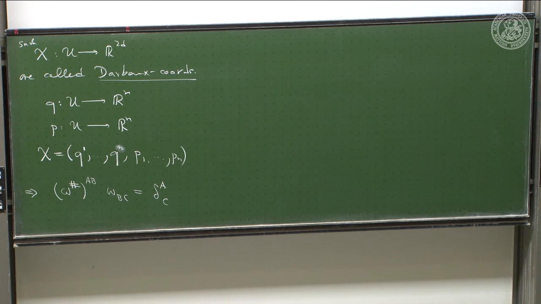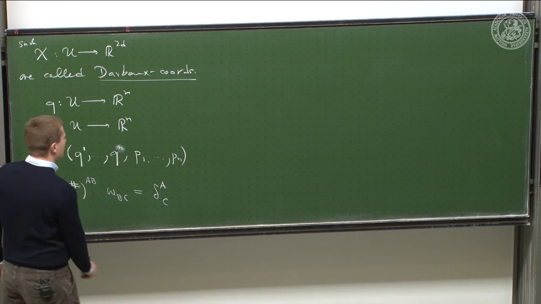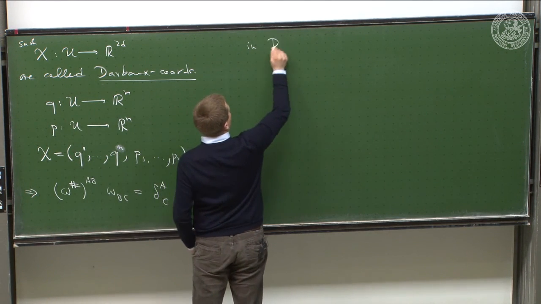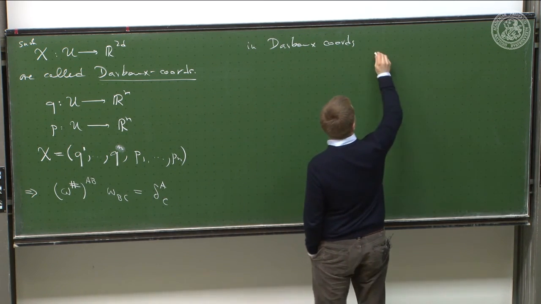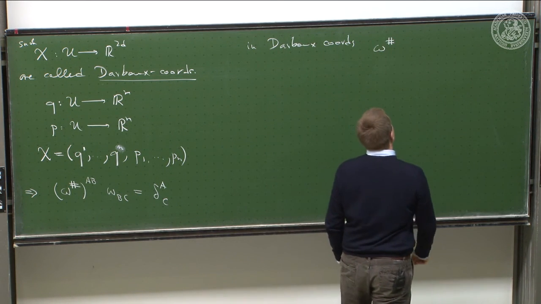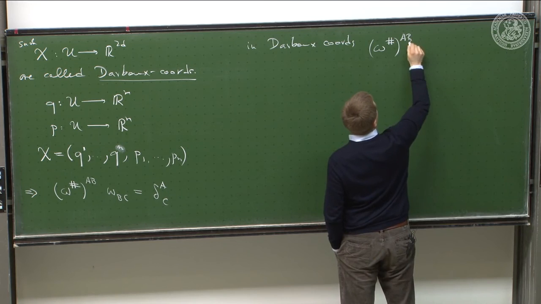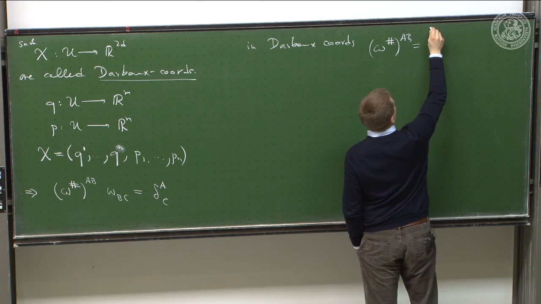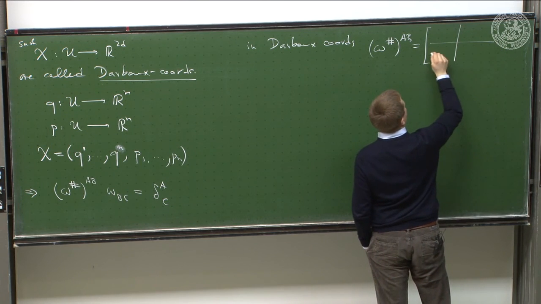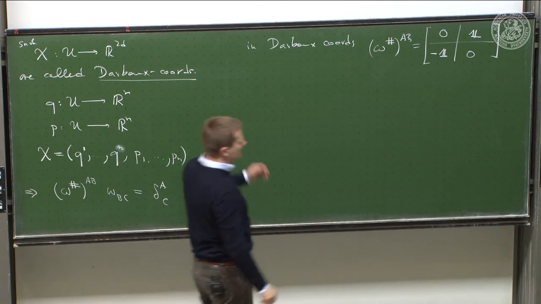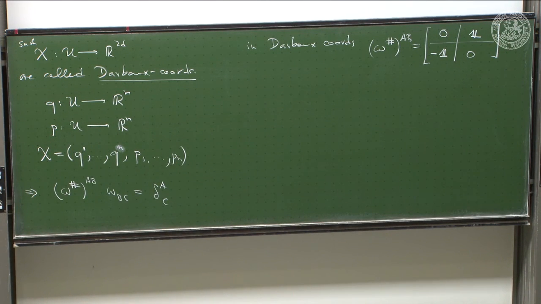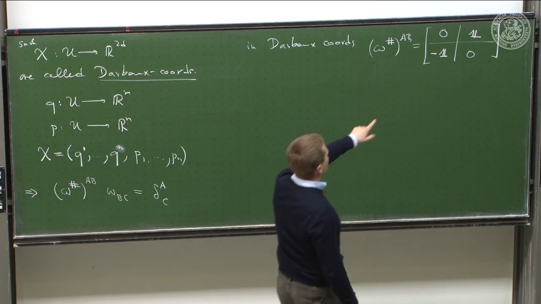Why can you do this? Well, because it's non-degenerate. This condition tells you that in any coordinates you could do this pointwise. And in Darboux coordinates, whose existence the theorem guarantees, we find that omega sharp, which now has indices up, is given by this, but now the identity is down here, and so the minus flips down there for obvious reasons.